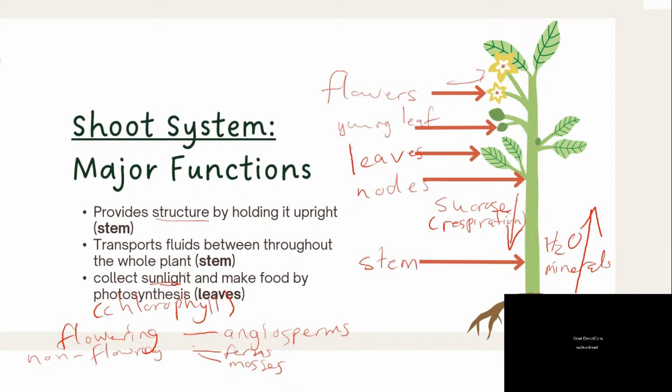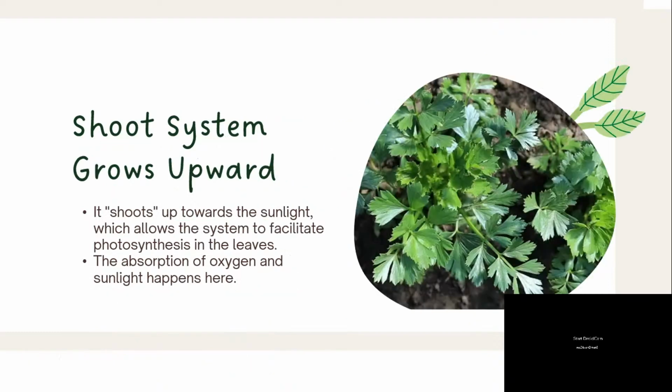So the shoot system, as you can see, has the flowers, the leaves, the nodes, and the stem. So the shoot system has these four parts. All right. Let's move on.